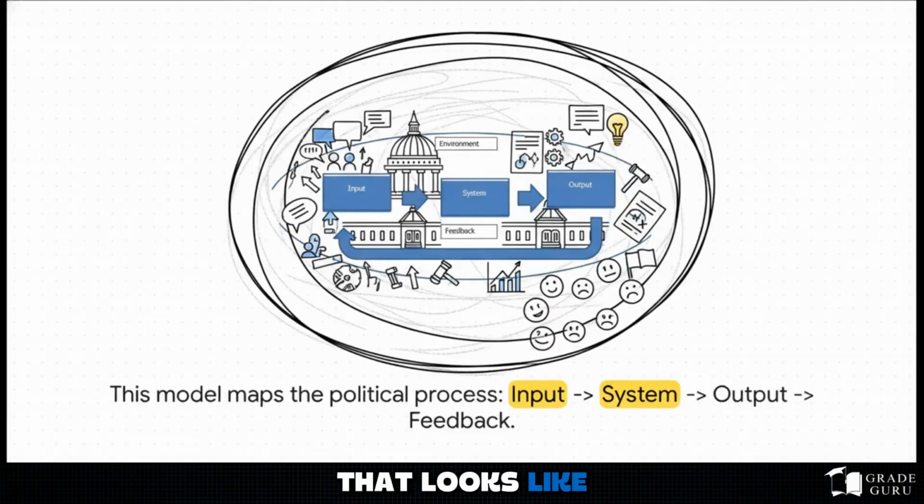And here's what that looks like. It's a clean, simple flow. You've got your input, that's the people demanding things. That goes into the system. Think of that as the government, the black box where decisions get made. What comes out the other side is the output, the new law or policy. And then, crucially, there's the feedback loop, which is how society reacts. And that reaction becomes a brand new input, starting the whole cycle over again.